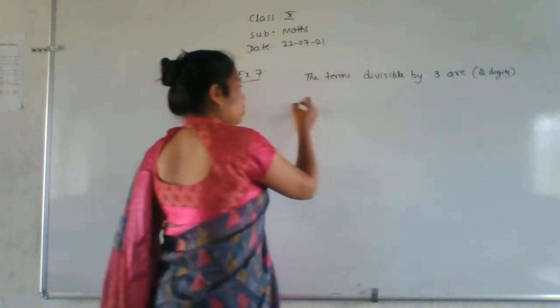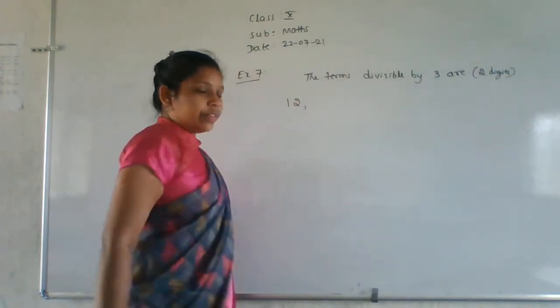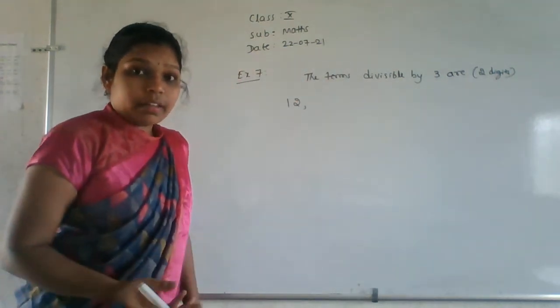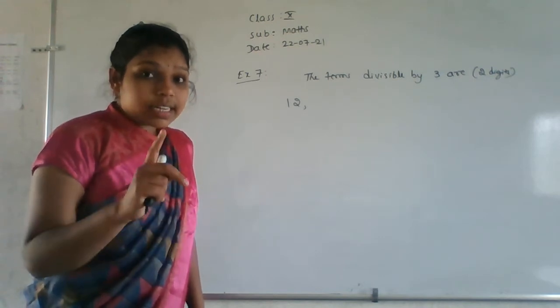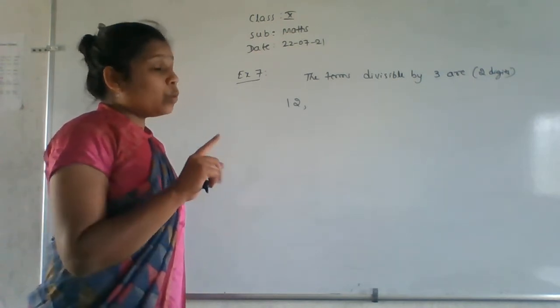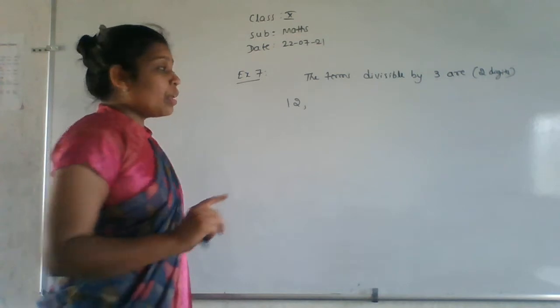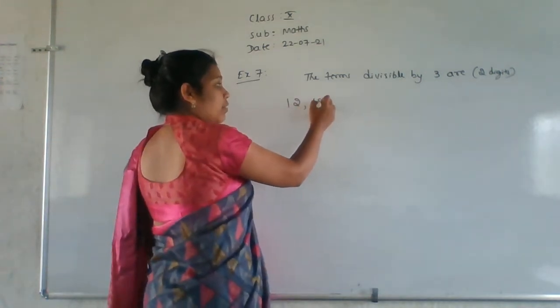So which are those? That is 12. 3 ones are 3, 3 twos are 6, 3 threes are 9. But these three are single digit, so we can't take them. Only two digit numbers we can take here. Okay, so now 12. After that 3 5s are 15.